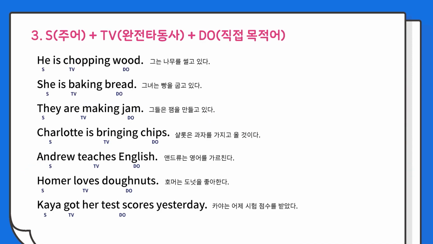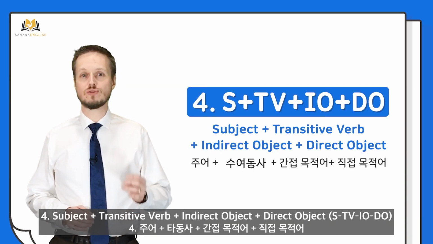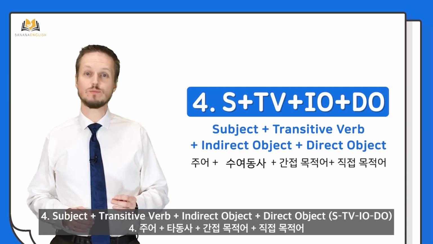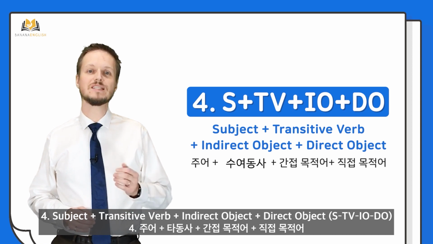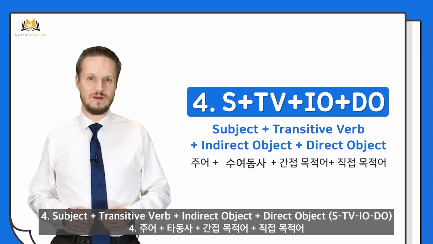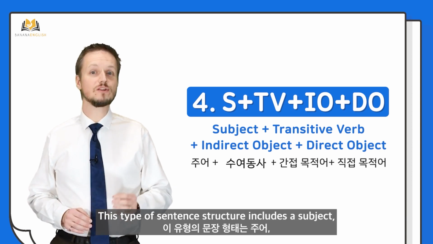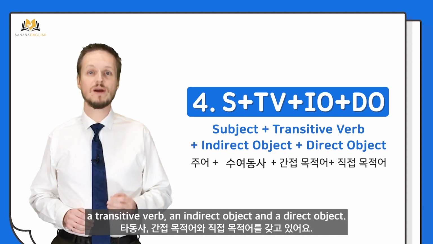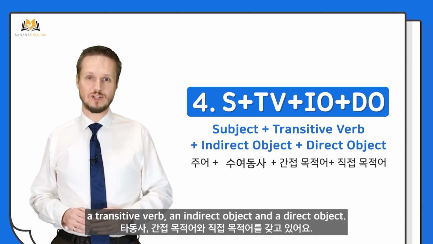He is chopping wood. She is baking bread. They are making jam. Charlotte is bringing chips. Andrew teaches English. Homer loves donuts. Kaya got her test scores yesterday. 4. Subject plus transitive verb plus indirect object plus direct object, STVIODO. This type of sentence structure includes a subject, a transitive verb, an indirect object, and a direct object.